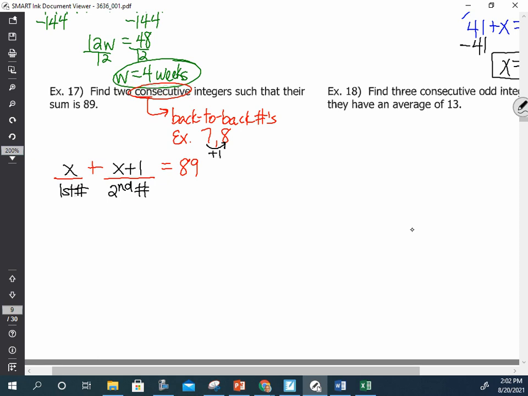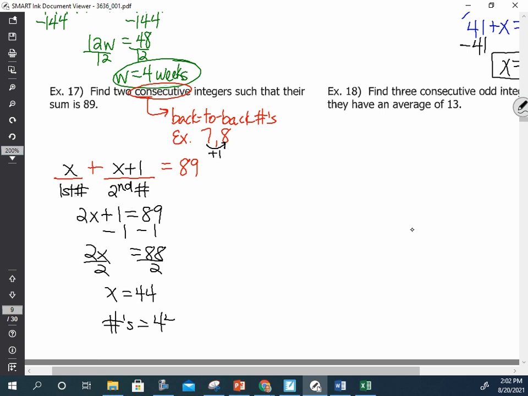Now all that's left is for us to solve it. So x plus x, combining like terms, is 2x plus 1 equals 89. So subtract 1 on both sides. So 2x equals 88. Divide by 2, x equals 44. So there's our first number. So your first number is 44. And then it's real easy to get the next number. You add 1 to it. So 44 and 45 are it. And 44 plus 45, sure enough, is 89.